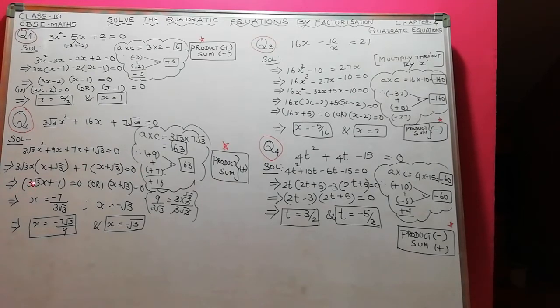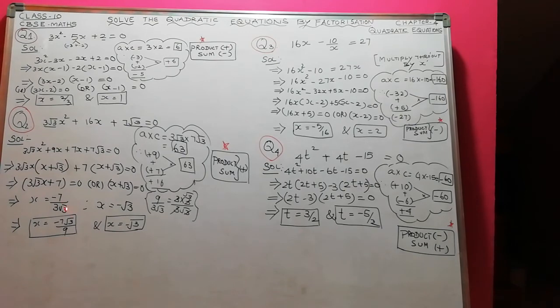So that gives you 3 root 3 x plus 7 equal to 0 or x plus root 3 equal to 0. When you solve for x from the first expression, you get x equal to minus 7 by 3 root 3 and x equal to minus root 3. See, here in the denominator, you get root 3. So that is not a rational number.